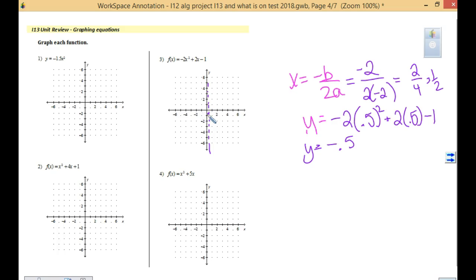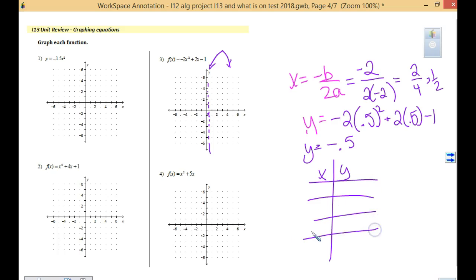If I asked you to solve this, would this have had any solutions? No, because my parabola is going down, right? So my parabola went down, it's here. When I go to make my table of values, I'm going to put 0.5, which gave me negative 0.5. And then I'm going to probably go with 0 and -1, and I would go with 1 and 2.